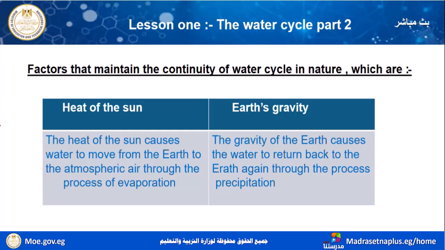So, the heat of the sun causes water to move from the Earth to the atmospheric air through the process of evaporation. Earth's gravity, the gravity of the Earth causes the water to return back to the Earth again through the process of precipitation.